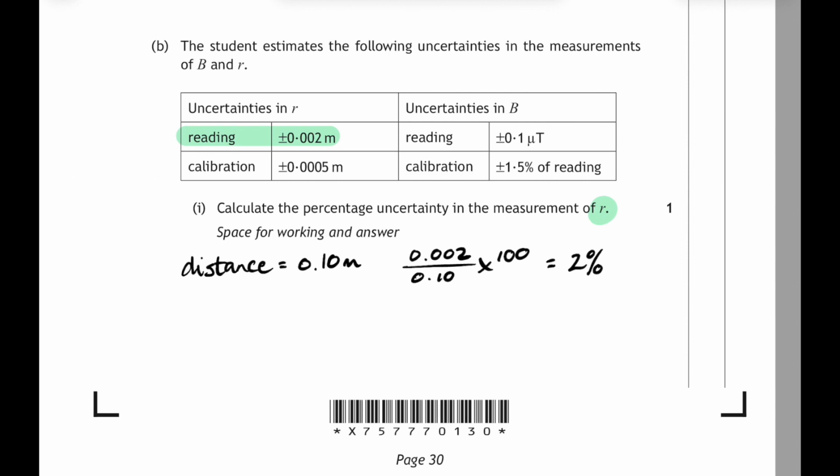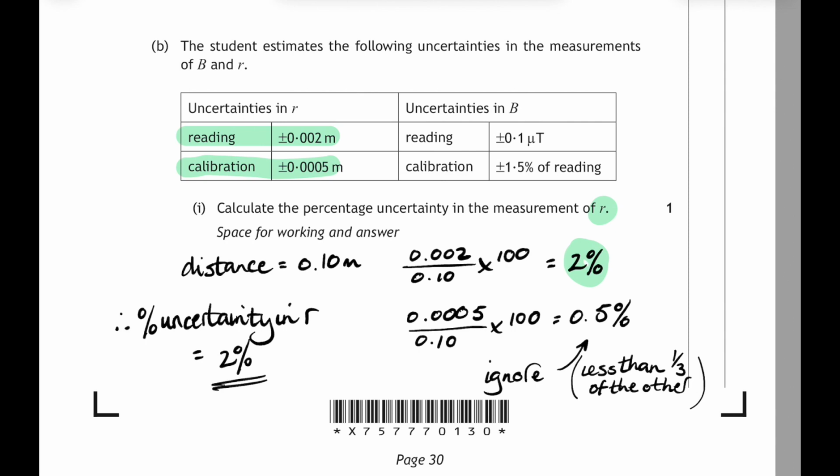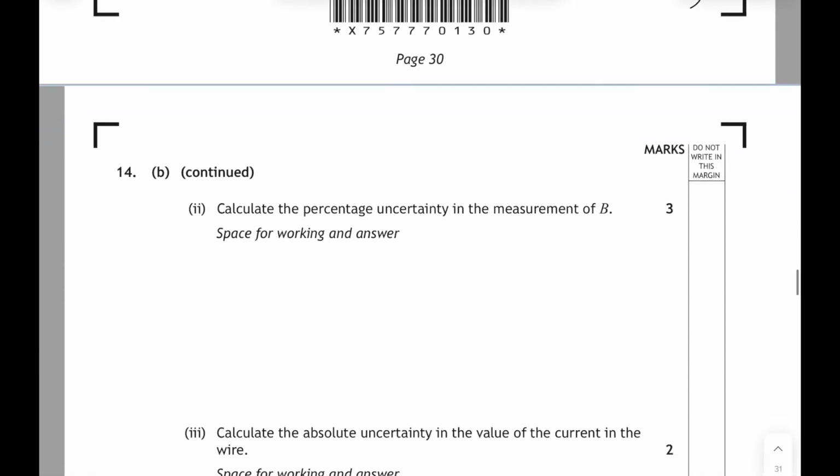And then we can do the same again with the calibration uncertainty. It's plus or minus 0.0005, and if you work out what that is as a percentage of the measurement of 0.10 metres, then that gives you an answer of 0.5%. Now we've got a rule here when we're dealing with uncertainties, and that rule is that if one of your uncertainties is less than a third of the other ones, then you can ignore it. So we're going to ignore the 0.5%, so the percentage uncertainty in the measurement of R is 2%. That's a lot of work for 1 mark.